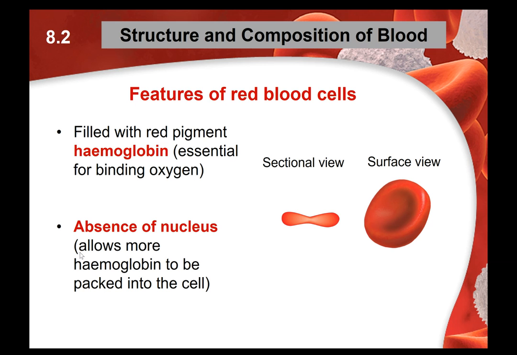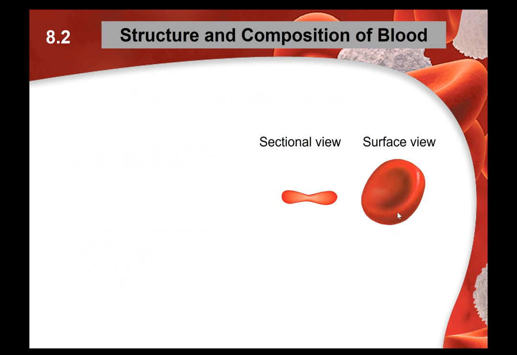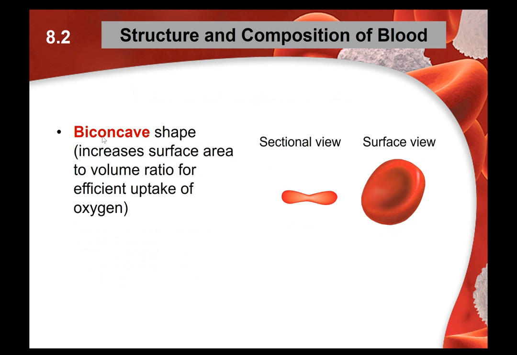Because of the absent nucleus, it allows more hemoglobin to be packed into the cell. So there's a lot of hemoglobin molecules, the red pigment, inside the red blood cell. Just like I mentioned, the biconcave shape increases the surface area to volume ratio. So there'll be a lot of oxygen that can diffuse and bind with hemoglobin in the red blood cell.